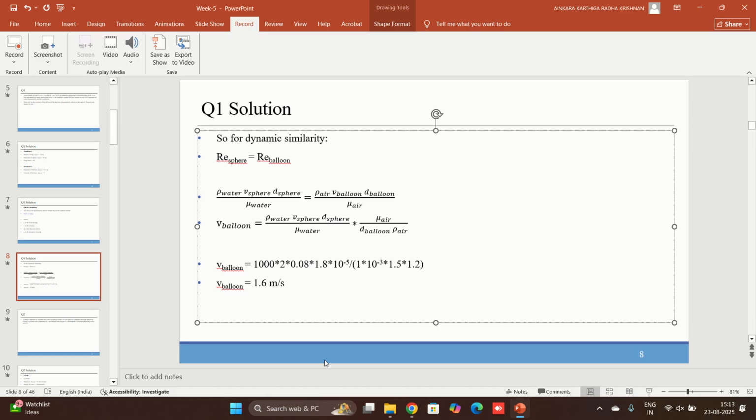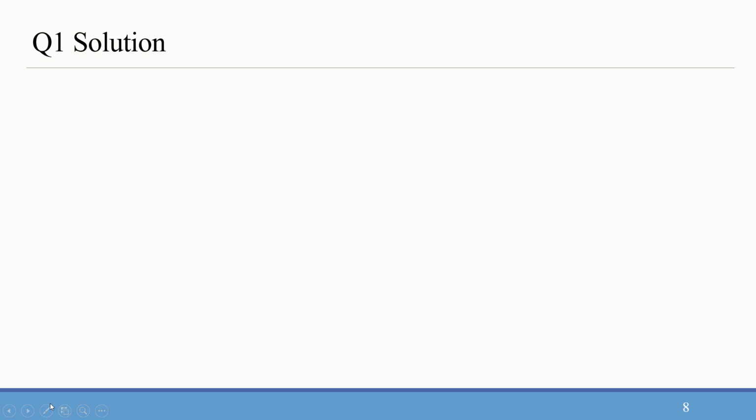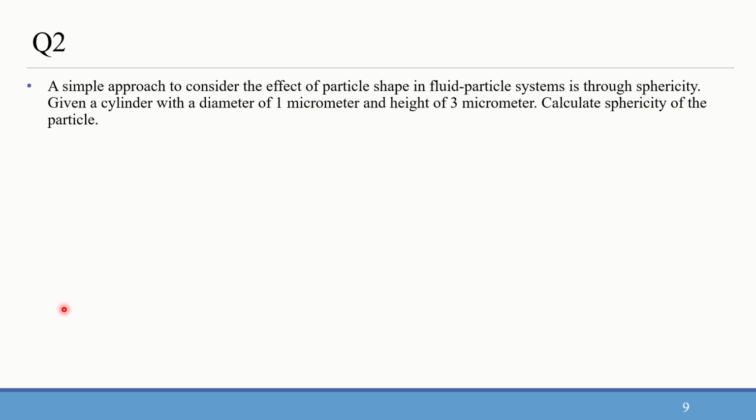Now we'll go to question 2. I hope question 1 was clear. Moving on to question 2. What is given is that a simple approach to consider the effect of particle shape in a fluid particle system is through sphericity. Given a cylinder with a diameter of 1 micrometer and a height of 3 micrometer, calculate the sphericity of the particle.